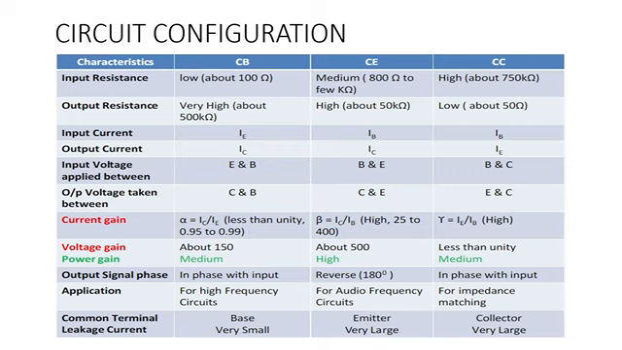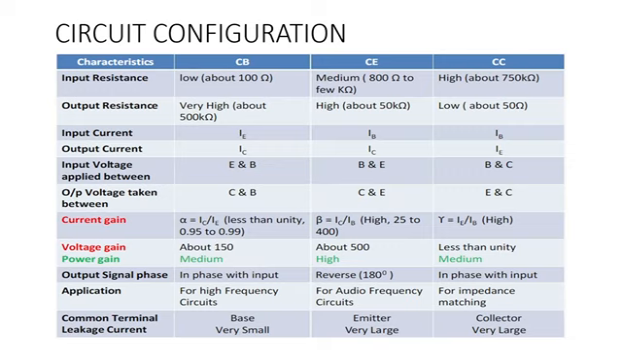Next characteristic is voltage gain. It is about 150 for CB configuration, which is medium, whereas in the case of CE configuration it is about 500, which is very high. Whereas for common collector configuration, it is less than unity, which is about medium range. The output signal phase is the next characteristic. It is in phase with the input in the case of CB configuration, reversed in the case of CE configuration, around 180-degree phase shift, whereas CC configuration is in phase with the input.